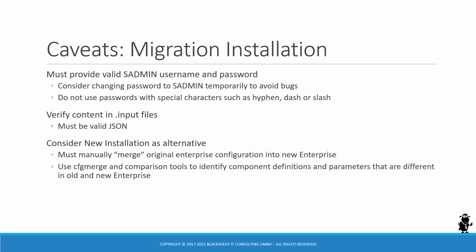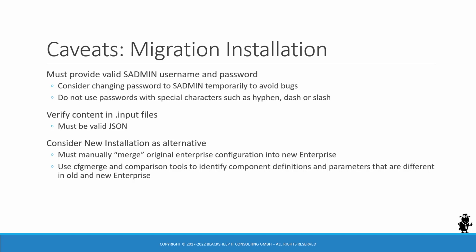So here are some other caveats for the migration installation. You must provide, during the migration installation, an admin username and password. There have been indications that if the password has special characters such as hyphens or dashes or slashes or spaces, because this password will be used in command lines a lot, those hyphens, dashes, slashes, or spaces cause a lot of troubles. The input files that are used to automate all the deployment steps in the migration must be validated. Sometimes the JSON generated is not valid.